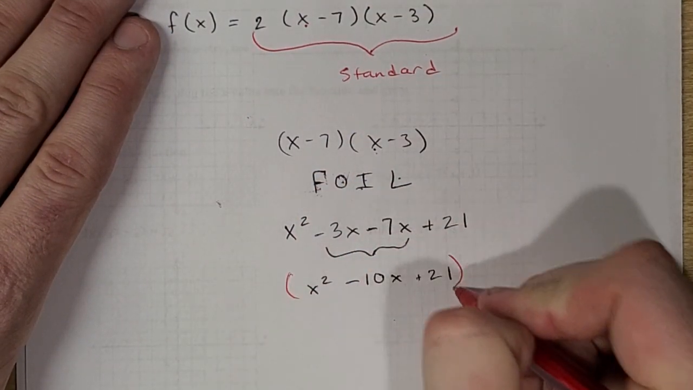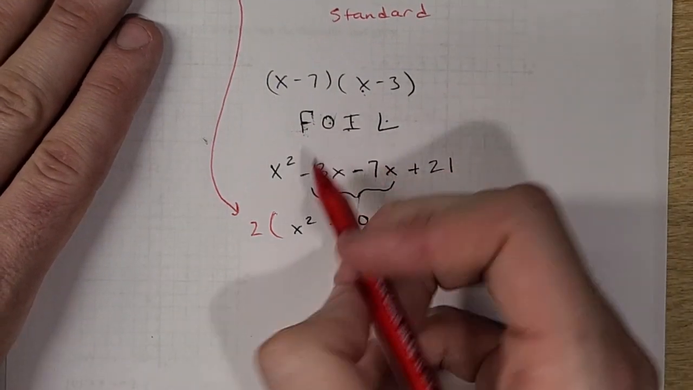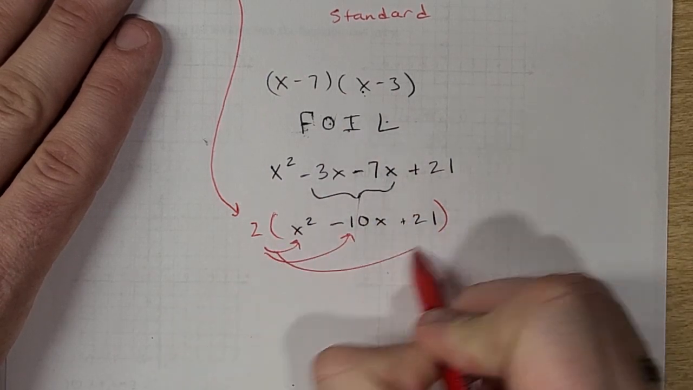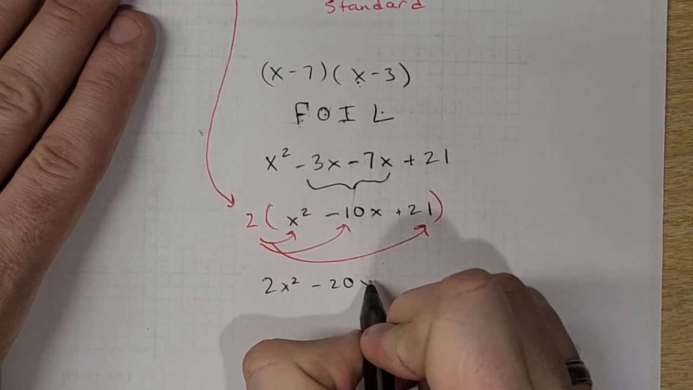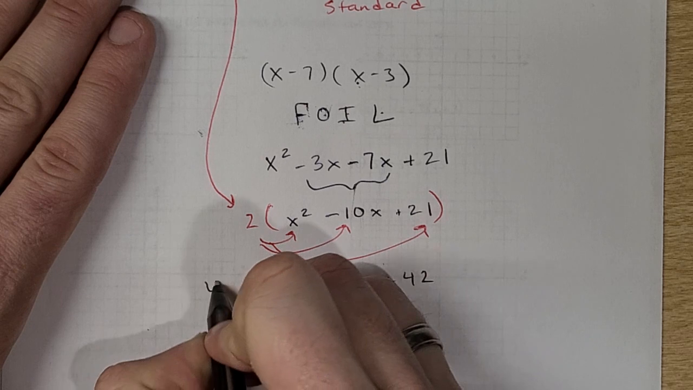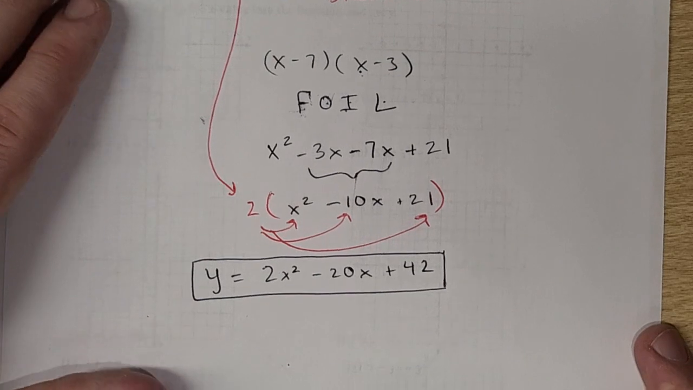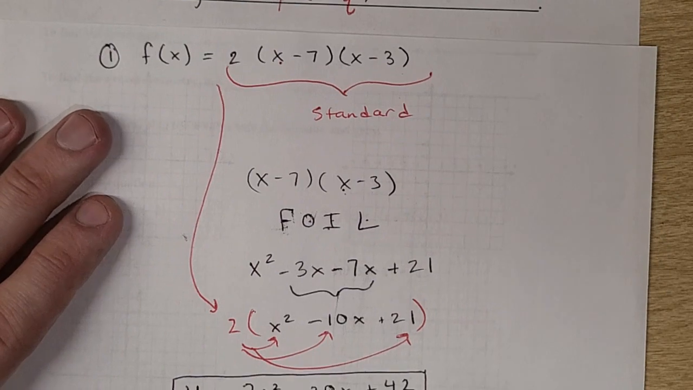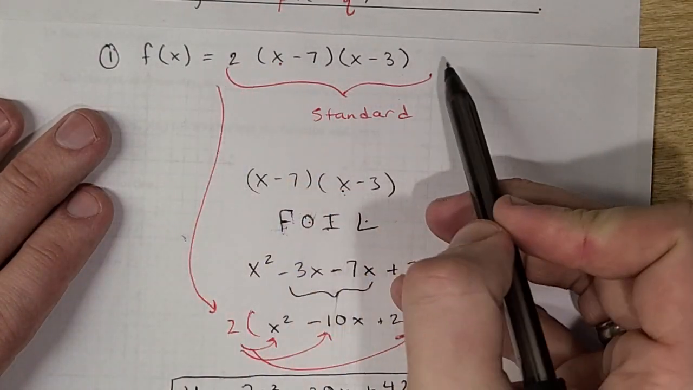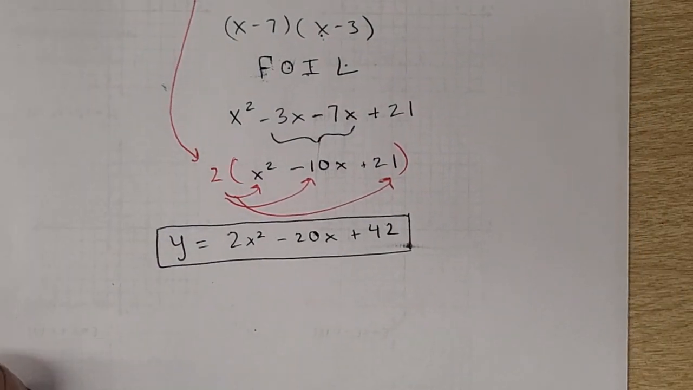Don't forget we did have a 2 in front. So if I took this 2 and distributed it to all three of these things, I would get 2x squared minus 20x plus 42. Now, I just want you to know that this is what this equation would look like if it were in standard form. That's not crazy important, but I want to show you that intercept form is just another form of a quadratic, just like standard form or just like vertex form. All right, now let's go back.